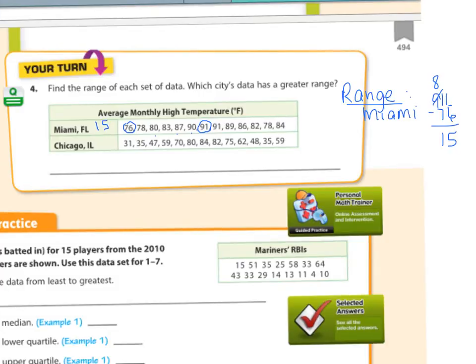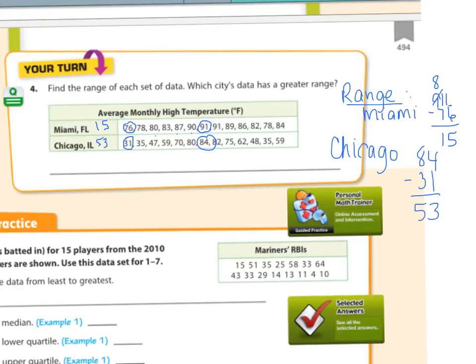Okay, and then for Chicago, smallest number is it 31? I'm checking to see if there's anything smaller than 31. No, that's the smallest number. And then the biggest number looks like it's 84. Anything bigger? No. Okay, so Chicago, do this math on your paper. Chicago, 84 minus 31 gives me 53 degrees.